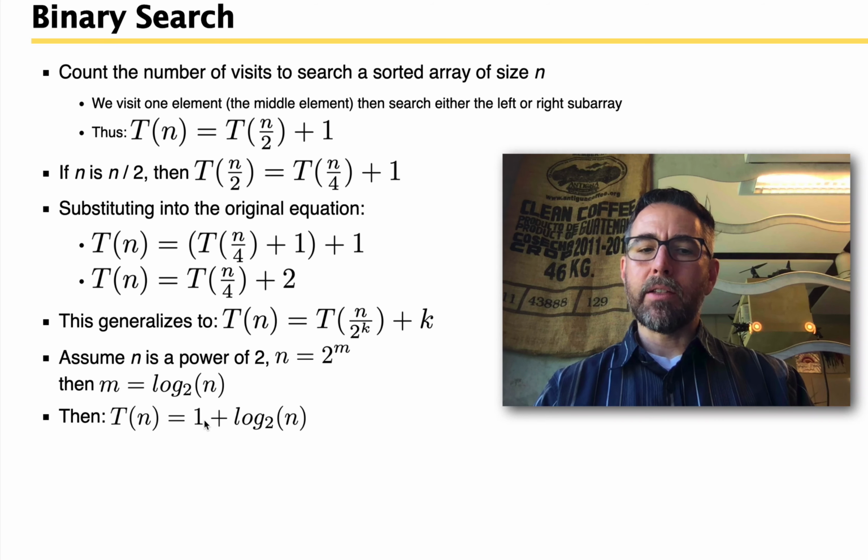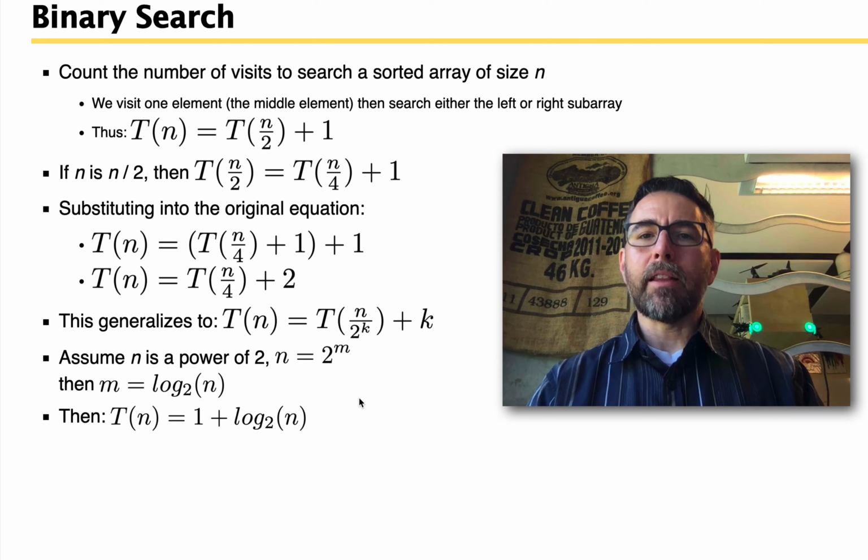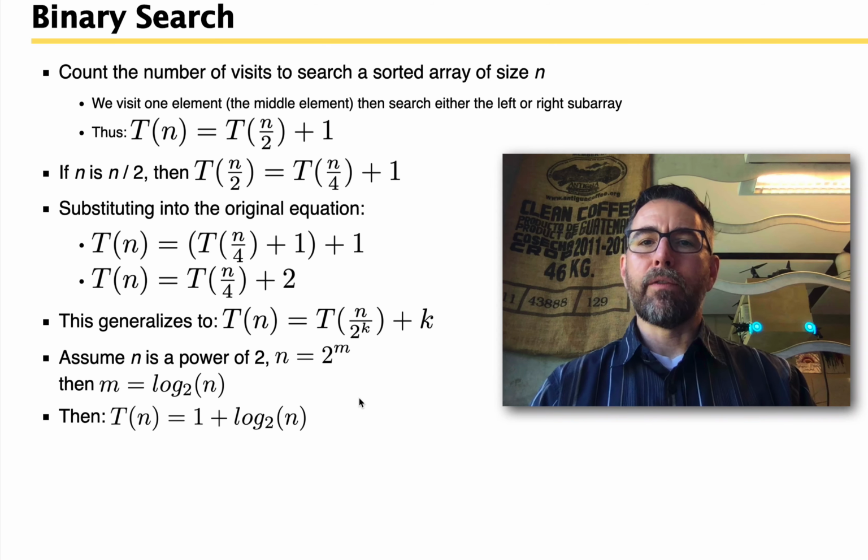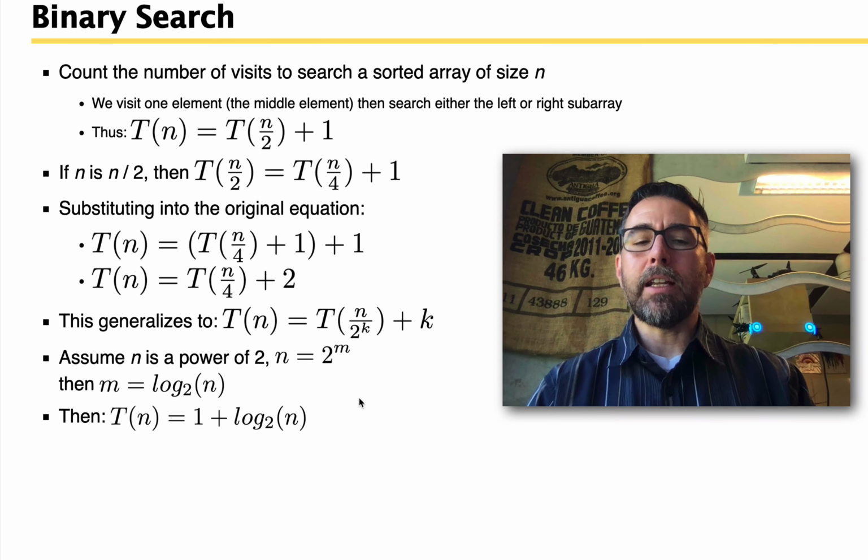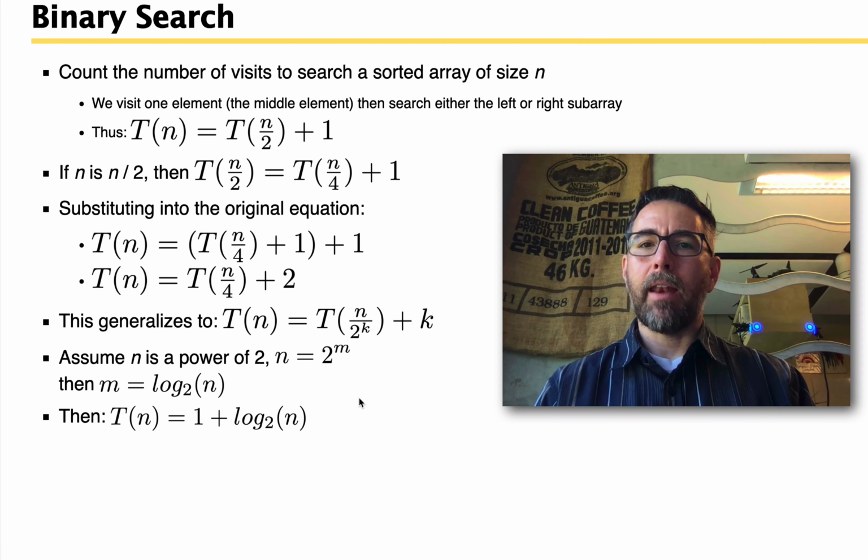T of 1 is 1. We know that if it's length 1, all we have to do is look at that one element. So that's where we get the 1 from. And then the k here is driven from right here, k and m being the same, therefore this is equal to log base 2 of n. And so overall we get that the answer to t of n is 1 plus log base 2 of n.